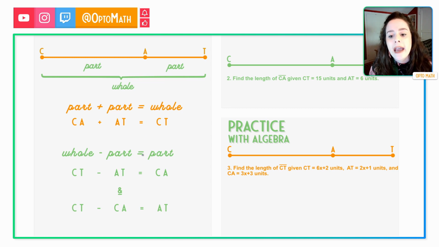Let's take a look at whole minus part equals part. There are two different parts. So if you're solving for, say, CA, then your equation would look like CT minus AT equals CA. If you're solving for the other part, AT, the second part, then your equation would look like the whole CT minus the other part, CA, and that would give you the length of AT. So that's the general idea.